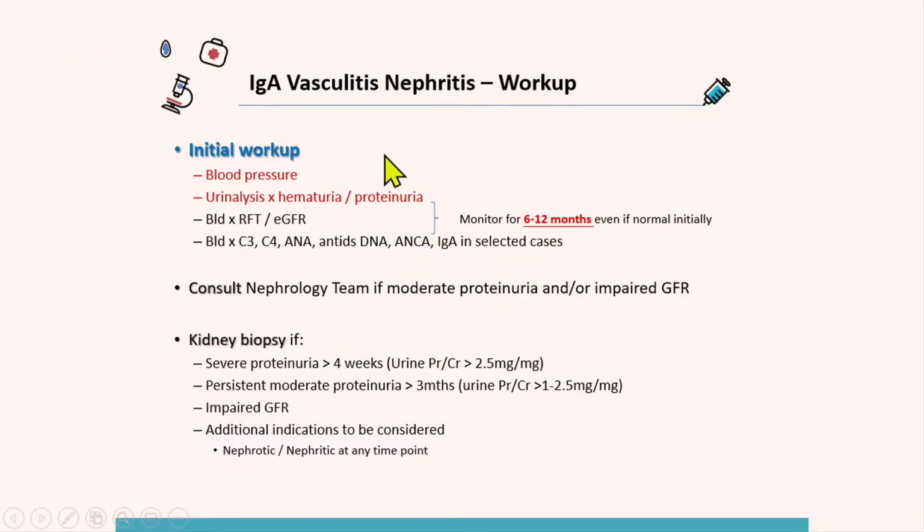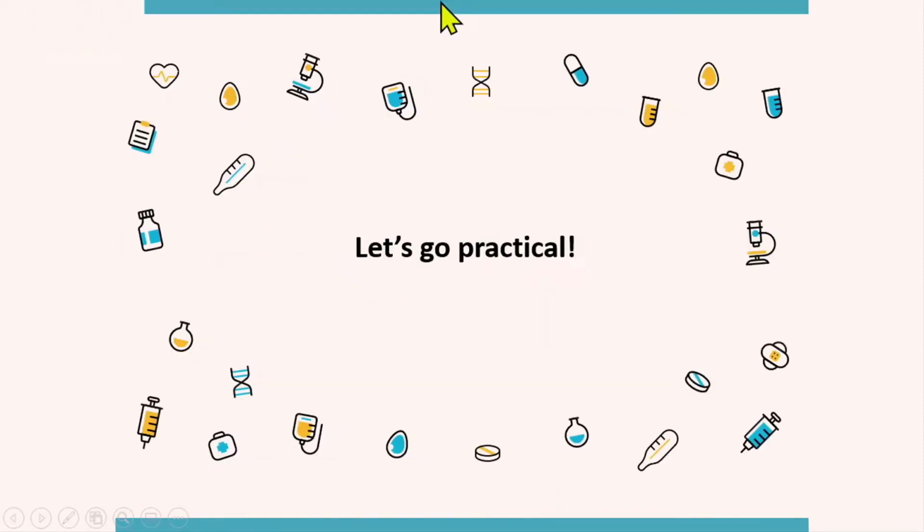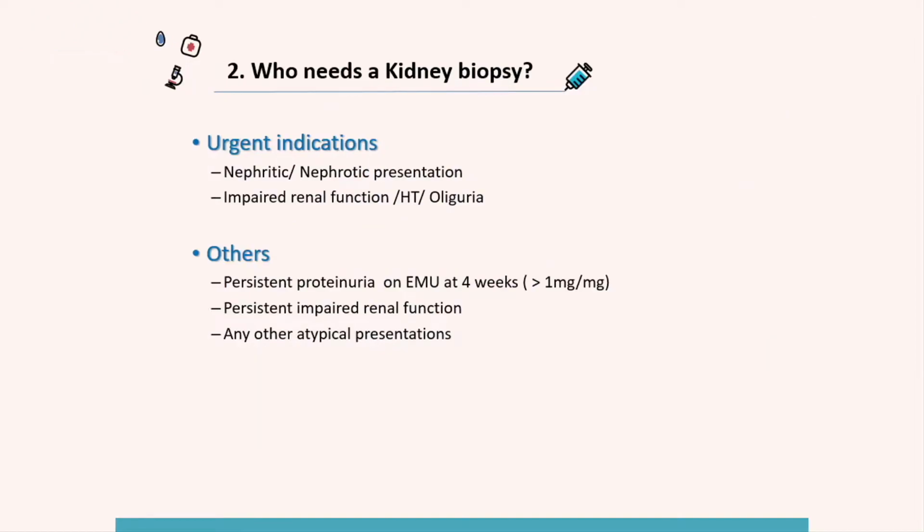And the nephrology team is always on standby for discussion if the patient has moderate proteinuria or impaired glomerular filtration rate. And we'll discuss who to biopsy as indicated. Now let's go practical and look into more details about the management of IgAVN. So who needs a kidney biopsy?